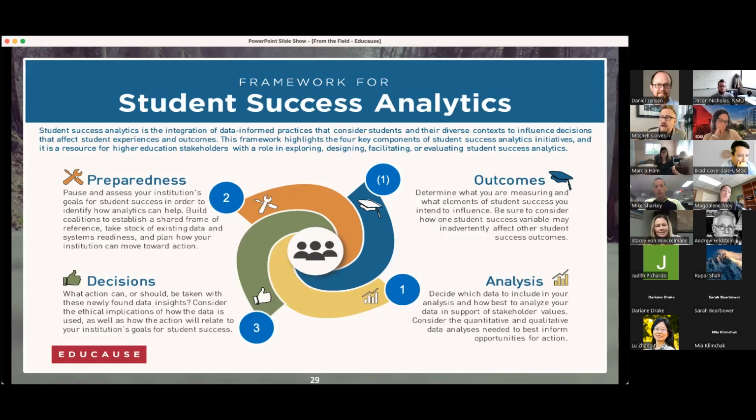In my triangle, outcomes and analysis are combined. And the reason is because for me, outcomes are analysis. But I actually am converted to this model now. I think this is a better model because what it says is you need to be outcomes focused throughout the cycle, not just at the end. And it says, be sure to consider how one student's success variable may inadvertently affect other students' success outcomes.